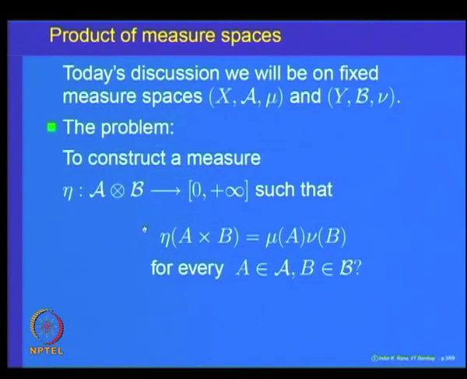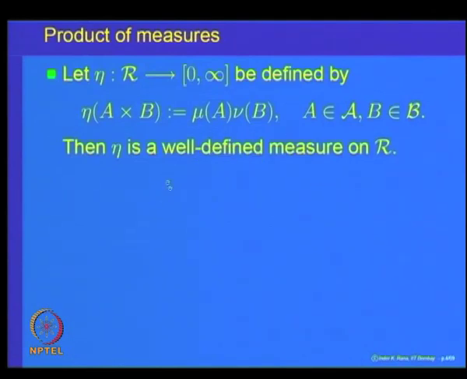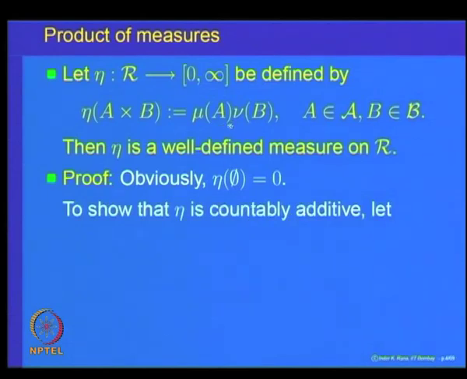So, to implement this possibility, let us write eta defined on rectangles. We are defining first eta on rectangles A times B. So, eta of A cross B is defined as mu of A times mu of B. Obviously, it is a well defined set function and we want to claim that this is actually a measure. So, eta of empty set is 0, that is okay, because if A or B is the empty set, then this is 0. So, we want to show that it is a measure on R, that means we have to show that eta is a countably additive set function.